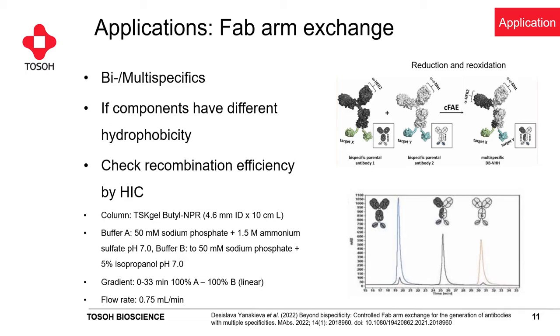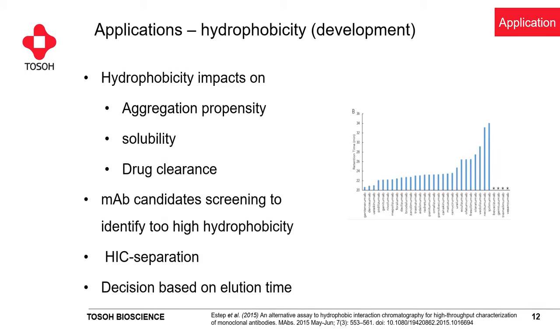And I would like to outline one more example of how hydrophobic interaction chromatography is used. And this is very simple actually. It's just to know the rough hydrophobicity of a molecule, and this is very important, as for a molecule or an antibody, their hydrophobicity impacts how prone they are to aggregate, how well they will be soluble, and how well the molecule will be cleared from the body.